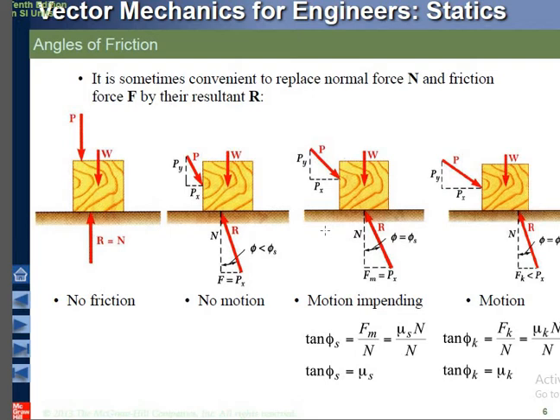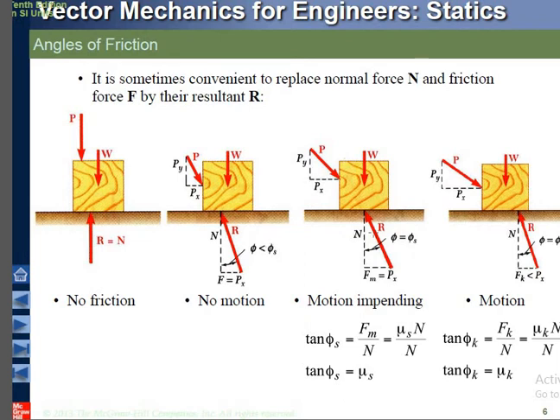What is the angle of friction? If you see these four figures, in the first case there will be no friction. In the second case, there is friction, but it is balanced by the applied force. So that means there is no motion. In this one, the angle of the resultant of the applied force with the normal will be less than the static friction angle.